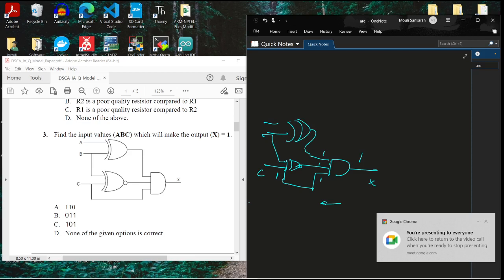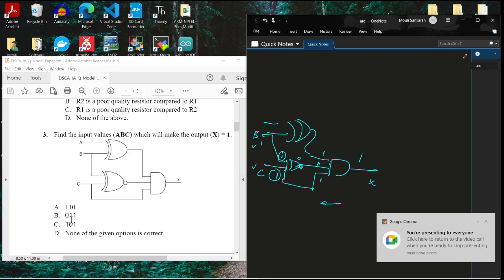Now, suppose this is 1, the output of XOR should be 0. Output of XOR will be 0 only when this input and the other input which is supposed to be here are the same, isn't it? So only when it is the same, XOR will give you 0 and then NOT of that will give you 1. So we need a 1 here. In that case, B is also 1. So you found out C and B now.